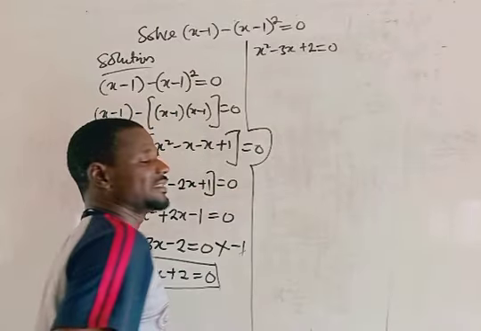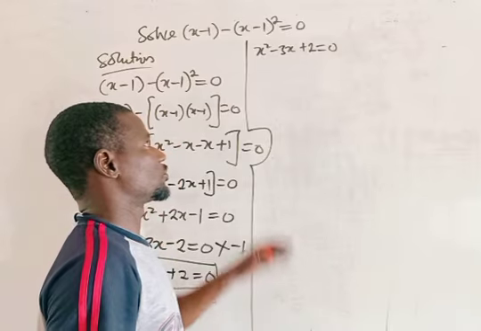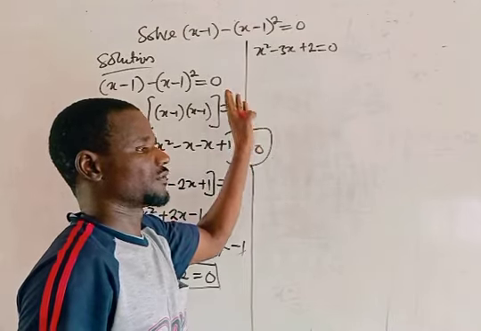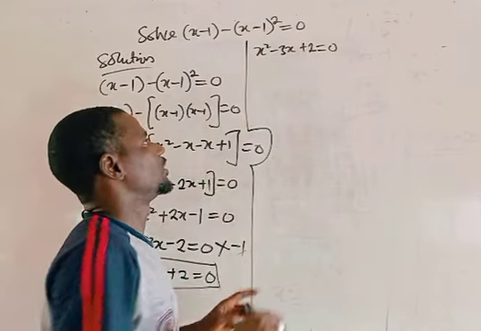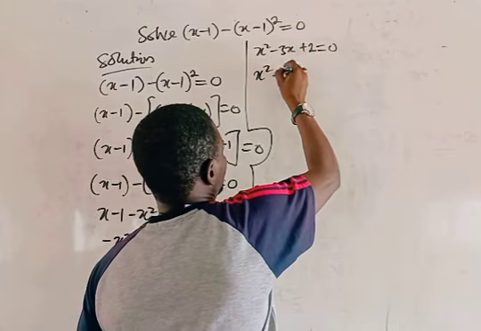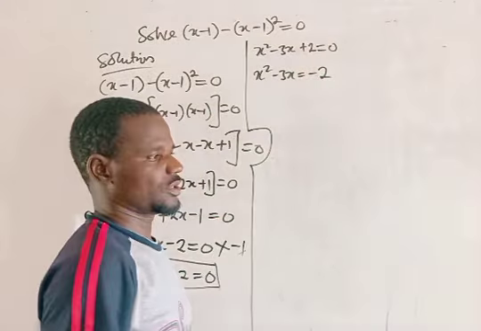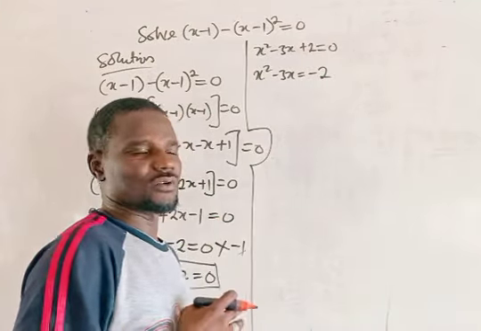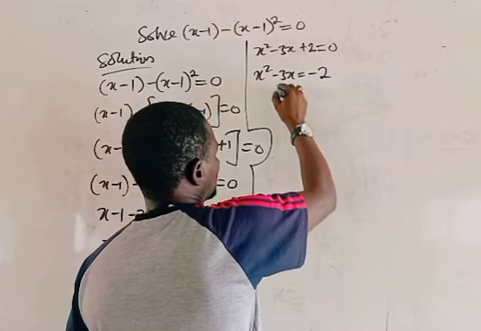Now since the leading coefficient is 1, we don't need to divide by the coefficient. So we are lucky, our x squared is just 1. So we take plus 2 to the other side. We have x squared minus 3x equals minus 2. Now the next thing to do is to take the coefficient of the middle term, which is minus 3, and divide it by 2.